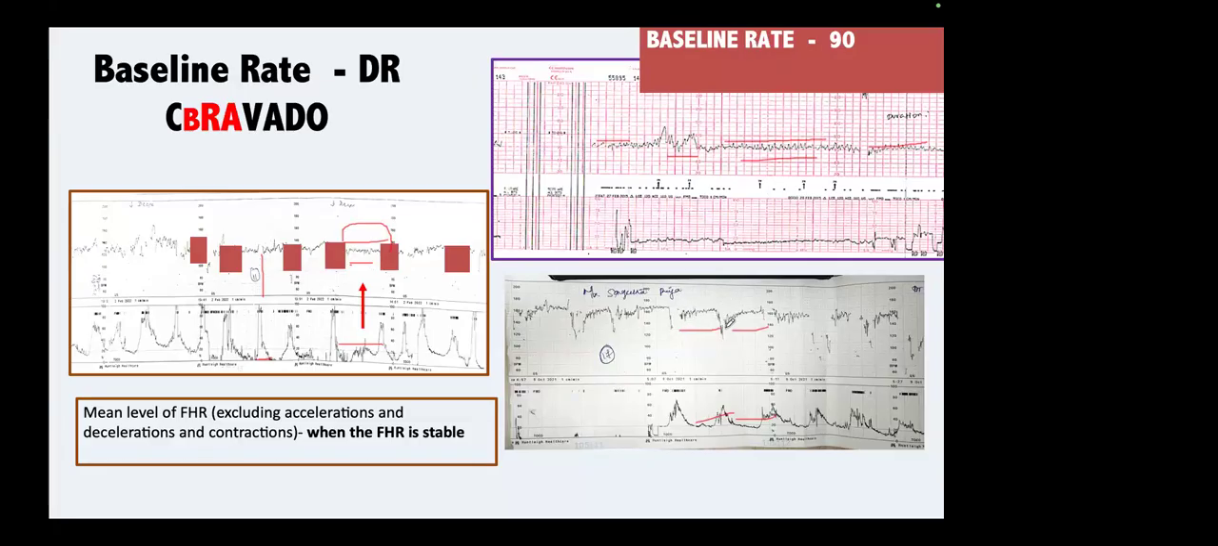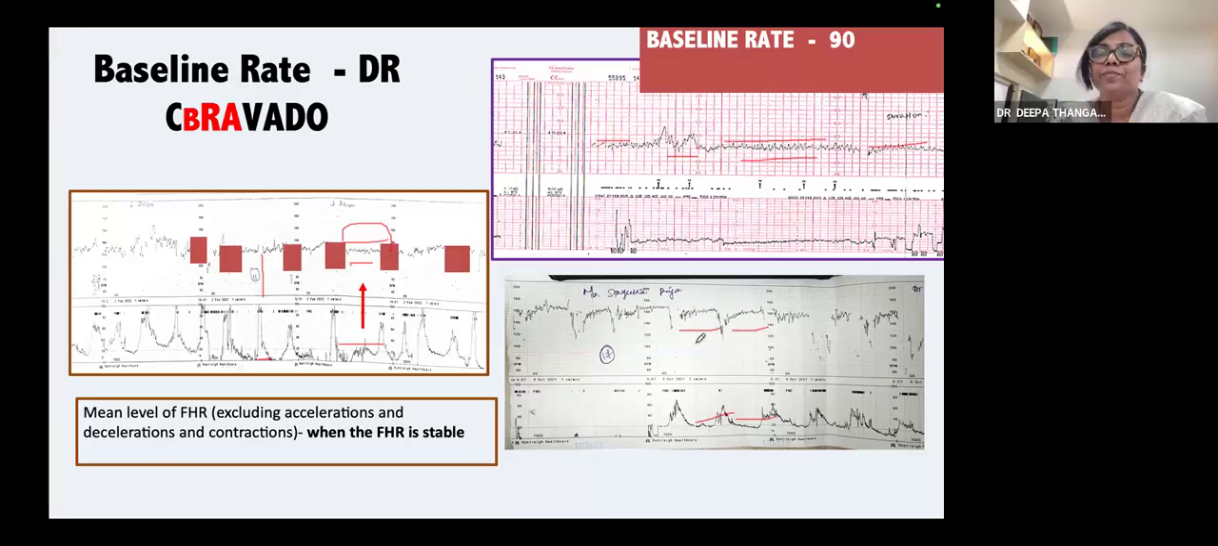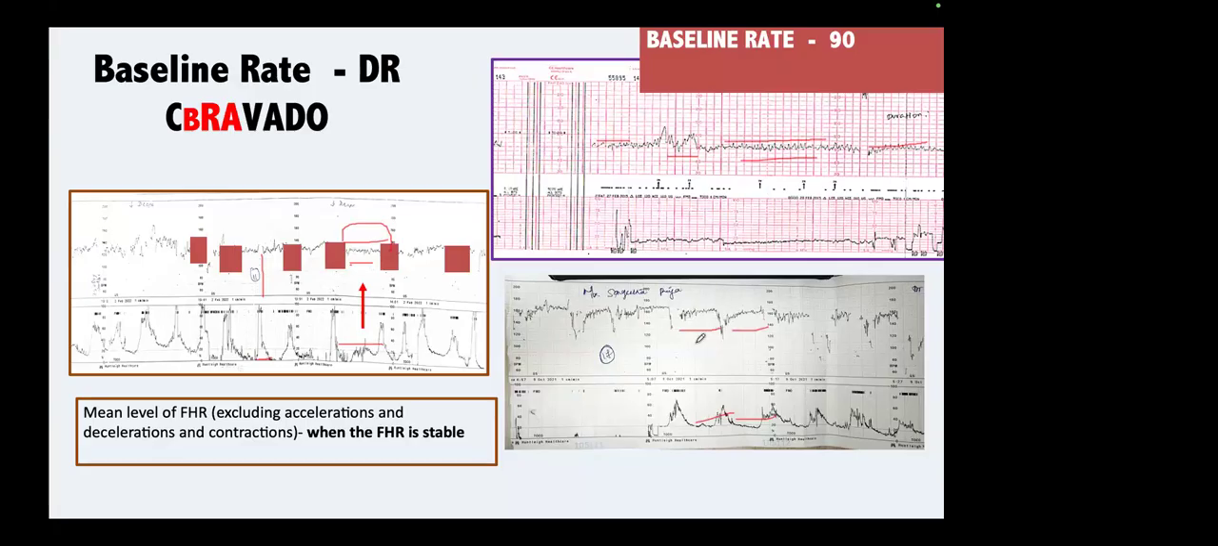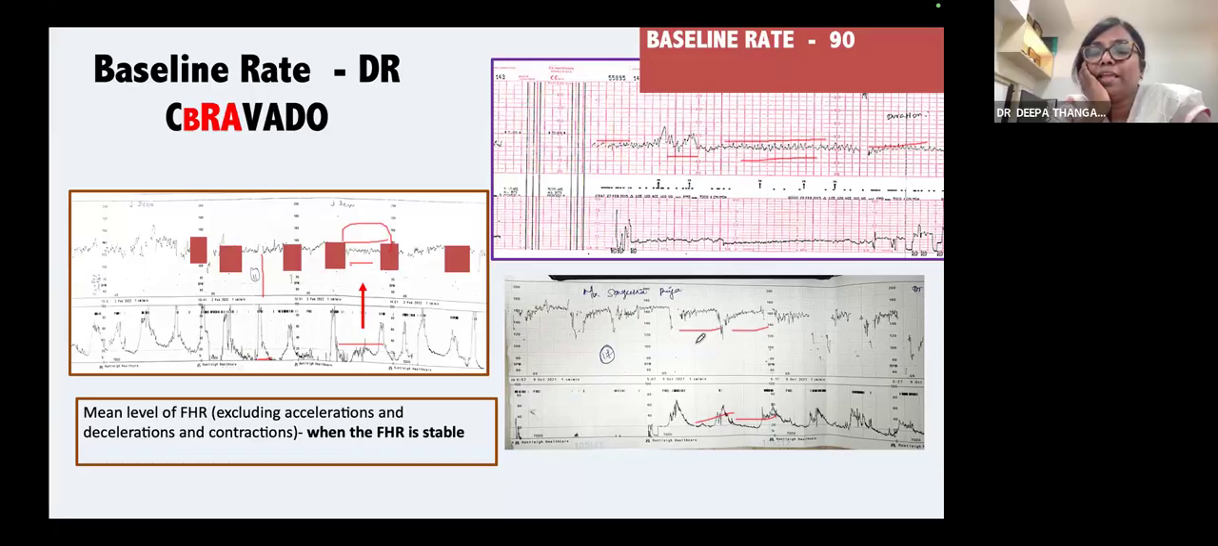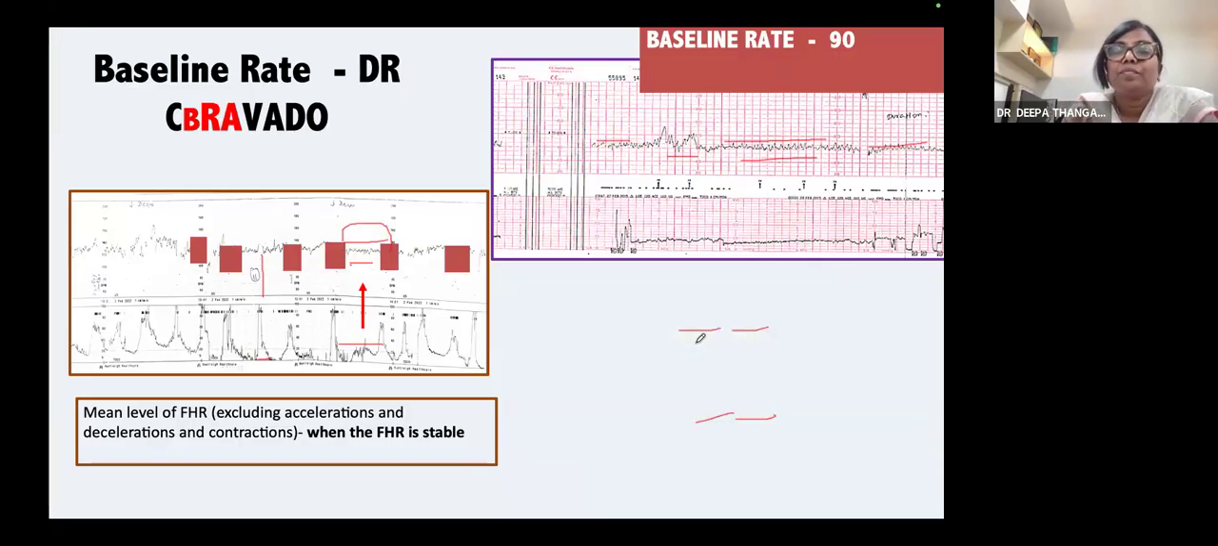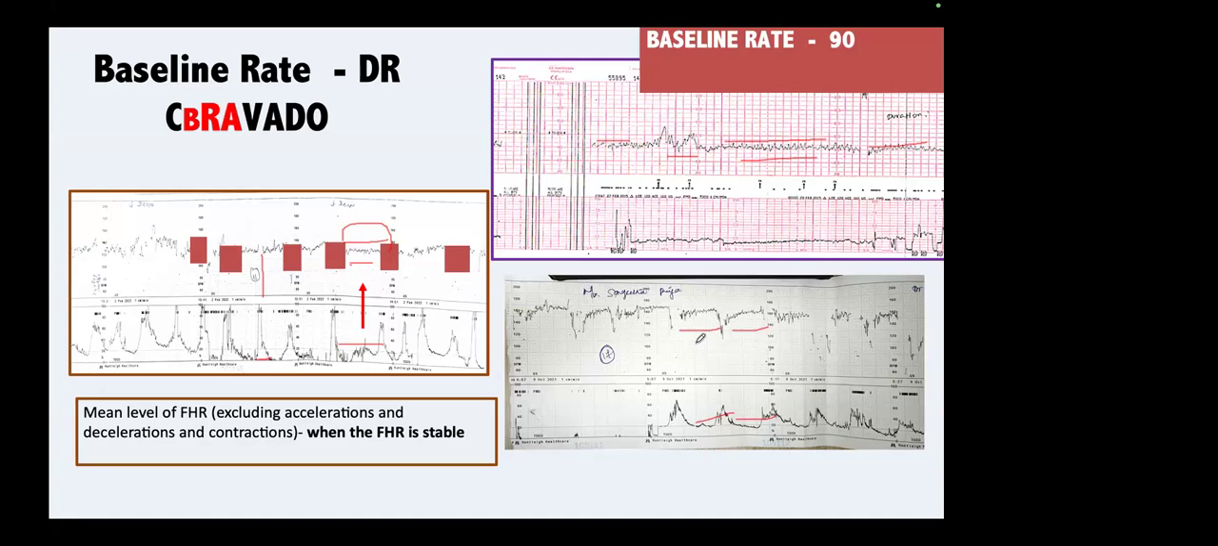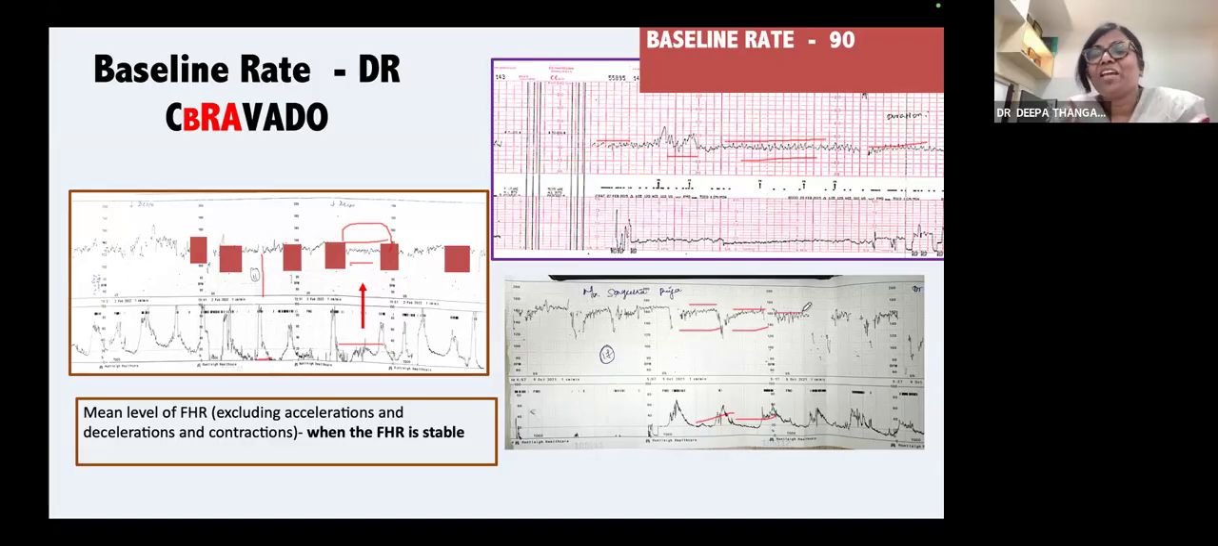Is this baseline appropriate for gestational age? Yes, ma'am. Okay, so she is a 39 weeker, primi, gone into labor, the heartbeat is 160. You have seen the baseline heart rate in between the two contractions. Is it normal? Is it appropriate? Maternal pulse rate. No, it's not maternal pulse. So what are you seeing here?